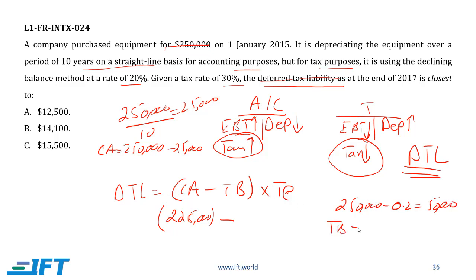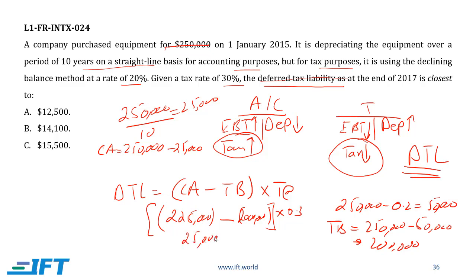So what is the tax base? Tax base would be 250,000 minus 50,000, that is equal to 200,000. And tax rate would be 0.3. So 225,000 minus 200,000 is 25,000. 25,000 multiplied by 0.3 is 7,500. Do we find this option over here?